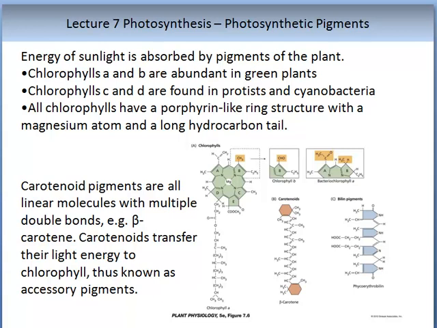Carotenoid pigments, another set of photosynthetic pigments, are all linear molecules with multiple double bonds. For example, carotene is an example of a carotenoid pigment. Carotenes transfer their light energy to chlorophyll, thus known as accessory pigments.